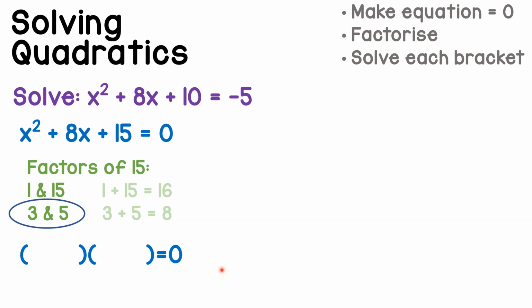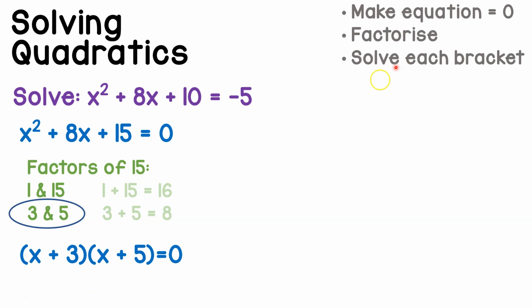Since our equation is still equal to 0, we now add a 0 onto the end of the equation here. Now in each of our brackets, we gain an x. We have an x because it gives us the x squared term there. And since it's positive 3 and positive 5, they go in like that.